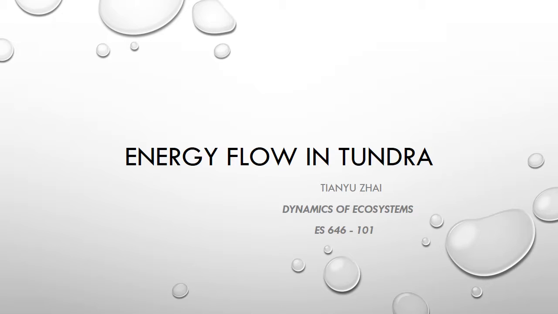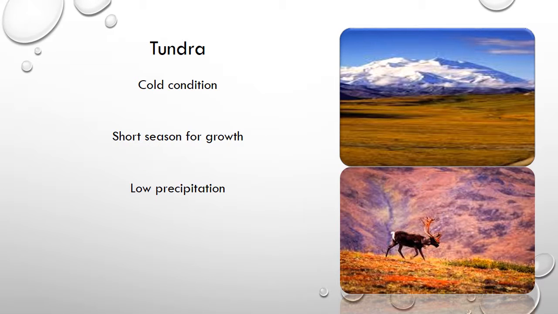Today I'm going to talk about energy flow in tundra. So first of all, we want to talk about some characteristics of the tundra. The first thing about tundra is the cold condition. The average temperature per year is about 16 degrees Fahrenheit, which is really cold, right?